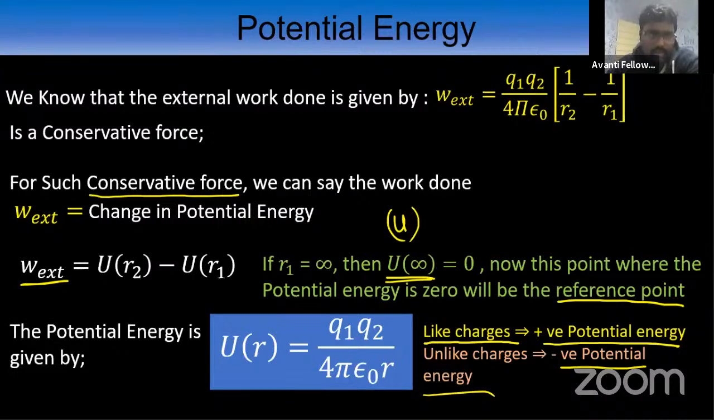Guys, if my charges Q1 and Q2 are like charges, both positive or both negative, then their potential energy will be positive. If Q1 is positive and Q2 is negative, then the potential energy will be negative.